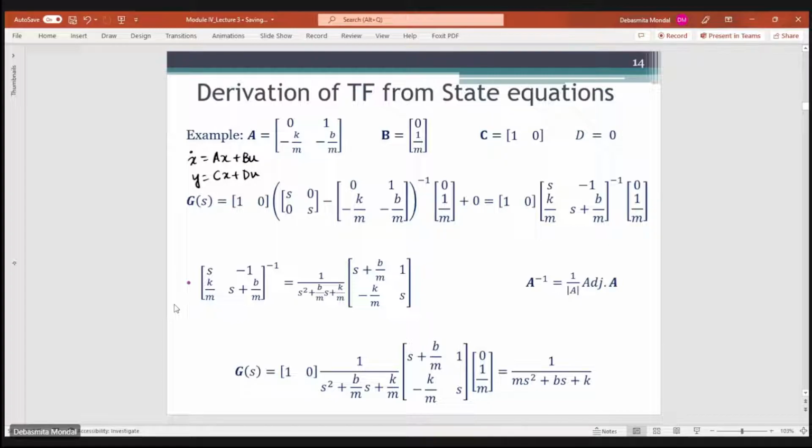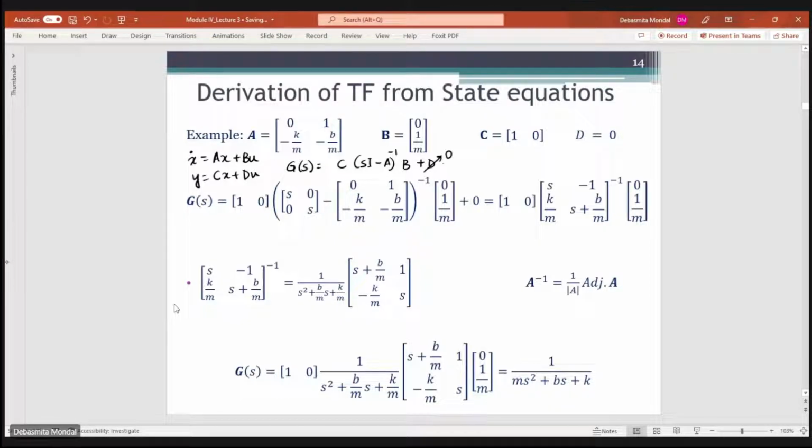If you simply use the equation that we have found, the transfer function G(s) was equal to C (sI minus A) inverse B plus D, right? And in this case the value of D is equal to 0, so you can simply ignore it. Now you will substitute all the matrices. C is the matrix [1, 0], then (sI minus A) inverse, so you have to find that. sI is nothing but [s, 0; 0, s].